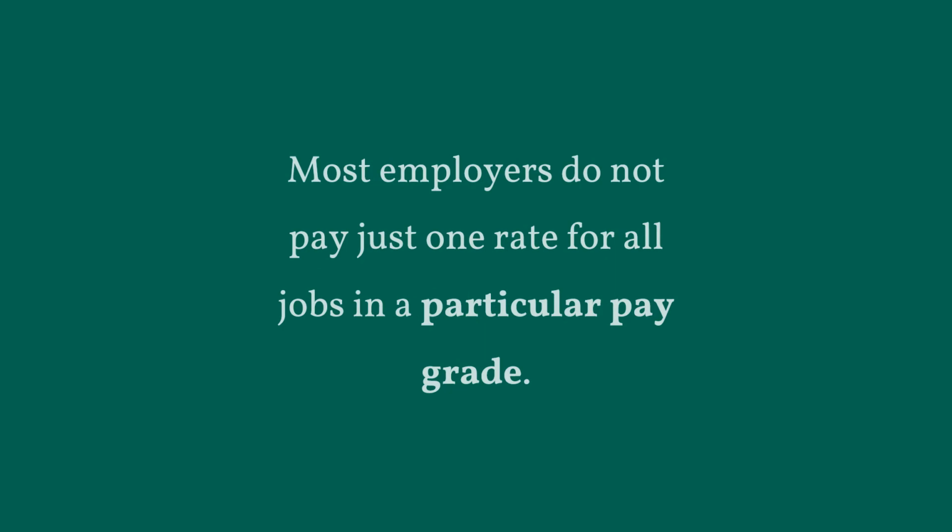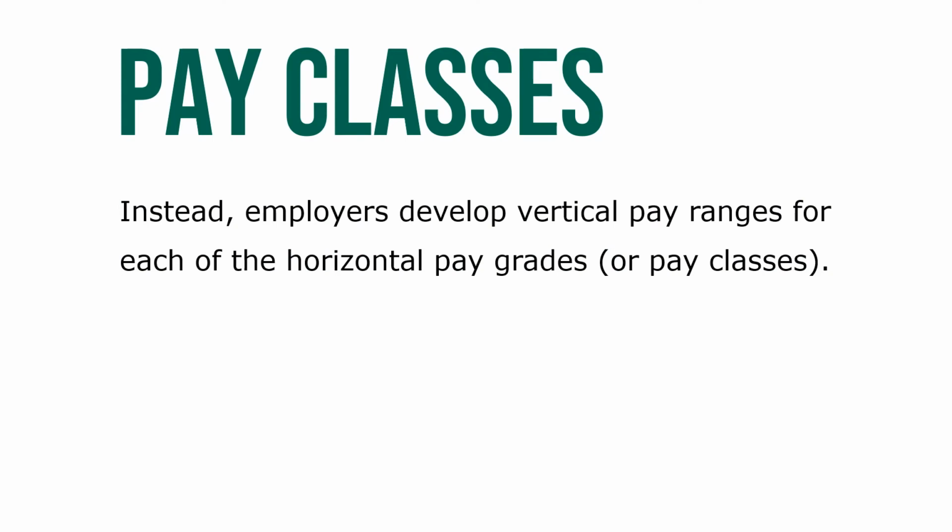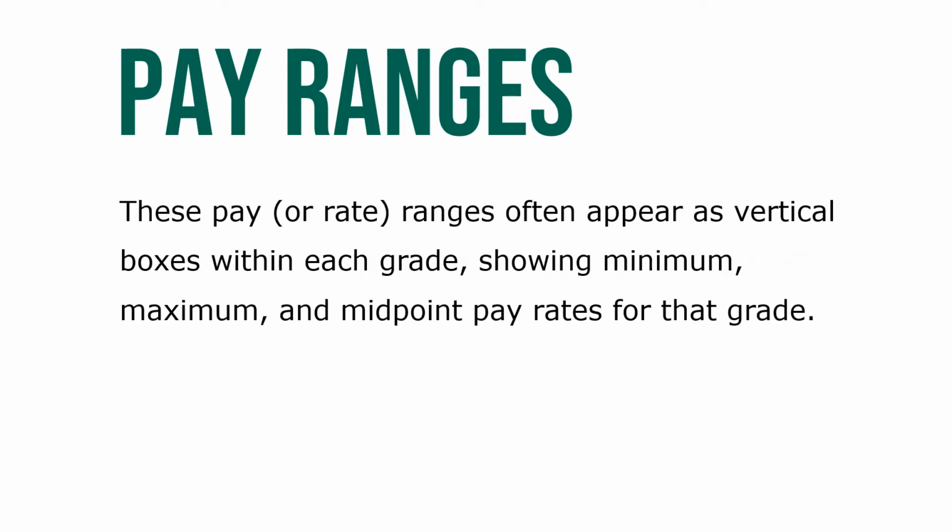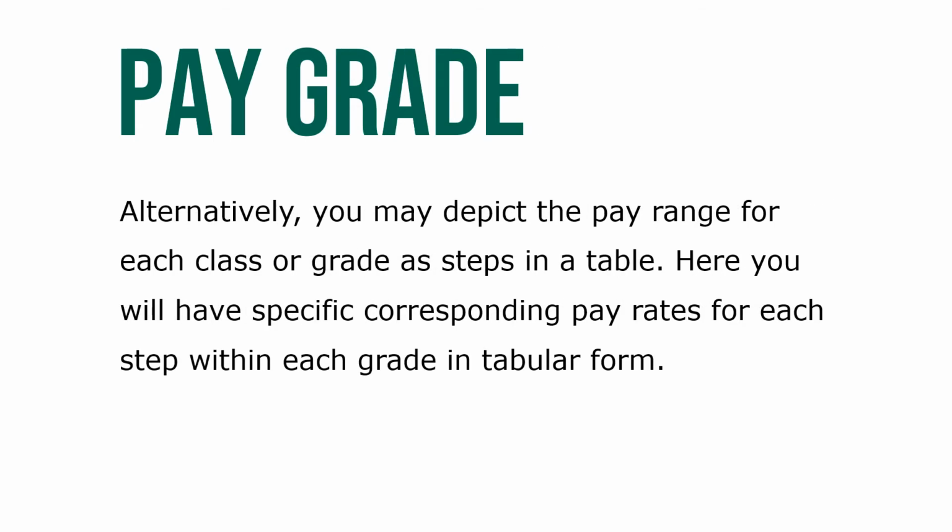Most employers do not pay just one rate for all jobs in a particular pay grade. Instead, employers develop vertical pay ranges for each of the horizontal pay grades or pay classes. These pay or rate ranges often appear as vertical boxes within each grade, showing minimum, maximum, and midpoint pay rates for that grade. Alternatively, you may depict the pay range for each class or grade as steps in a table. Here, you'll have specific corresponding pay rates for each step within the grade in tabular form.